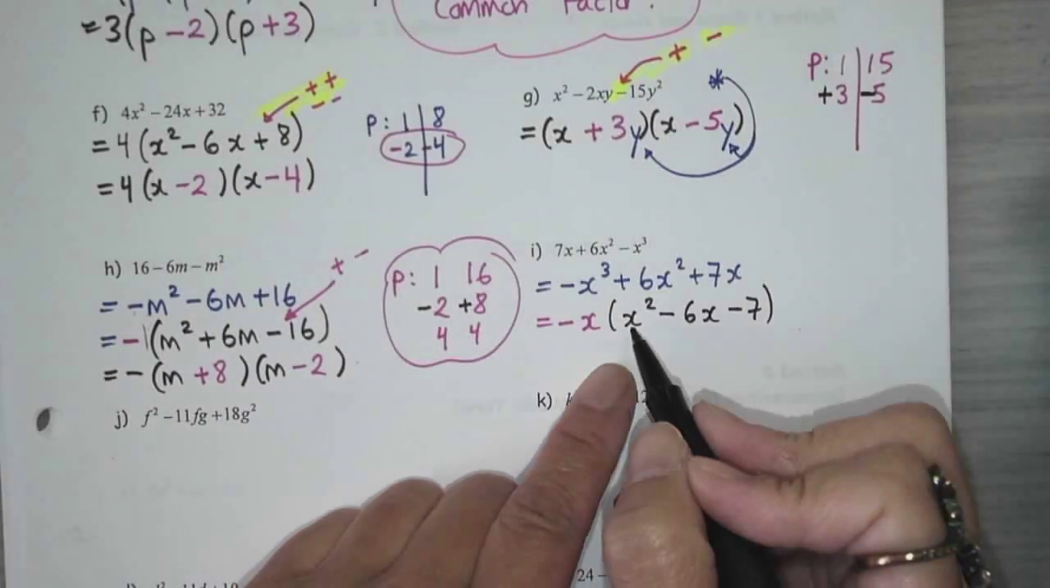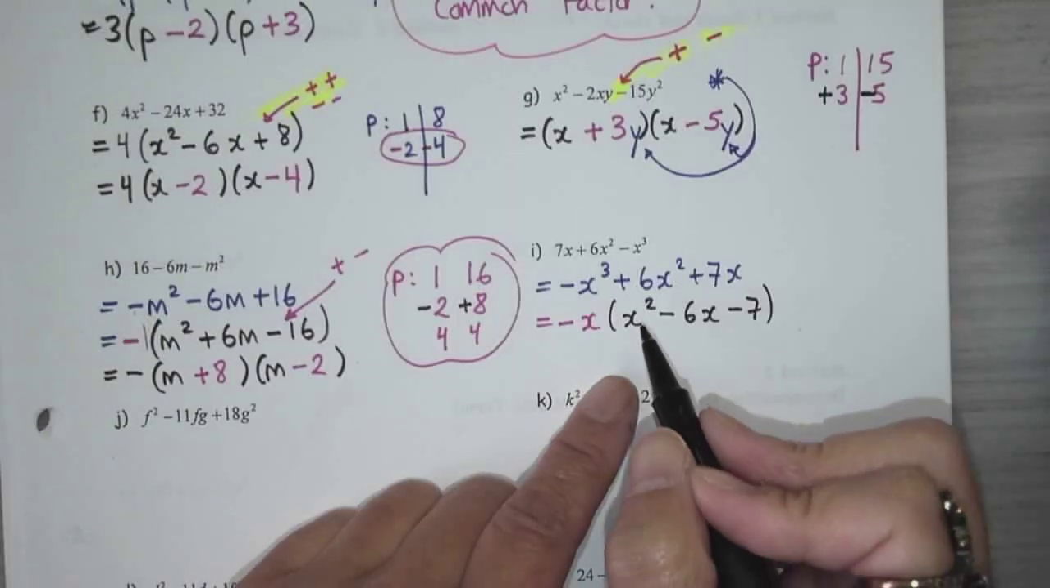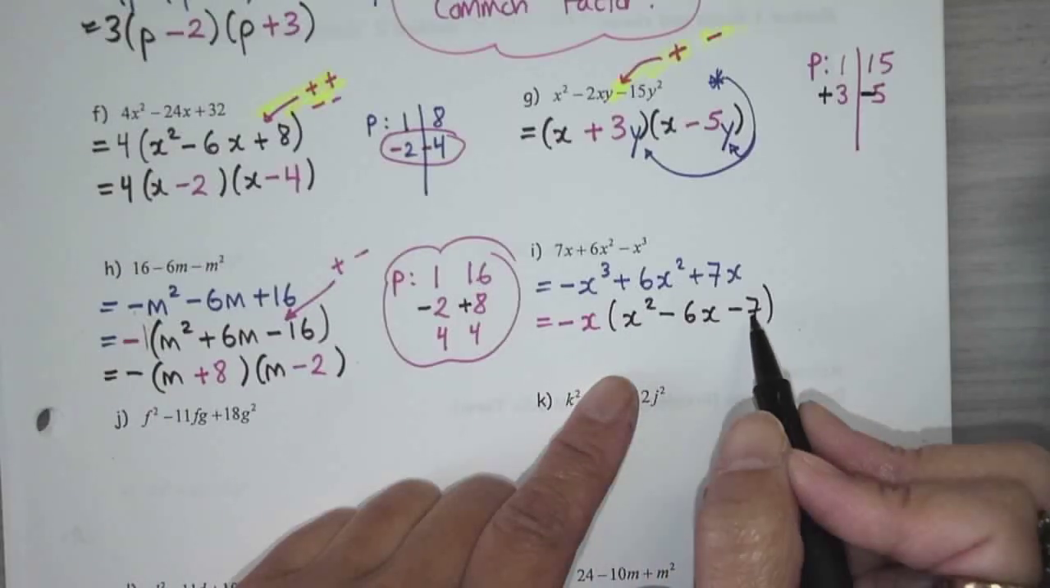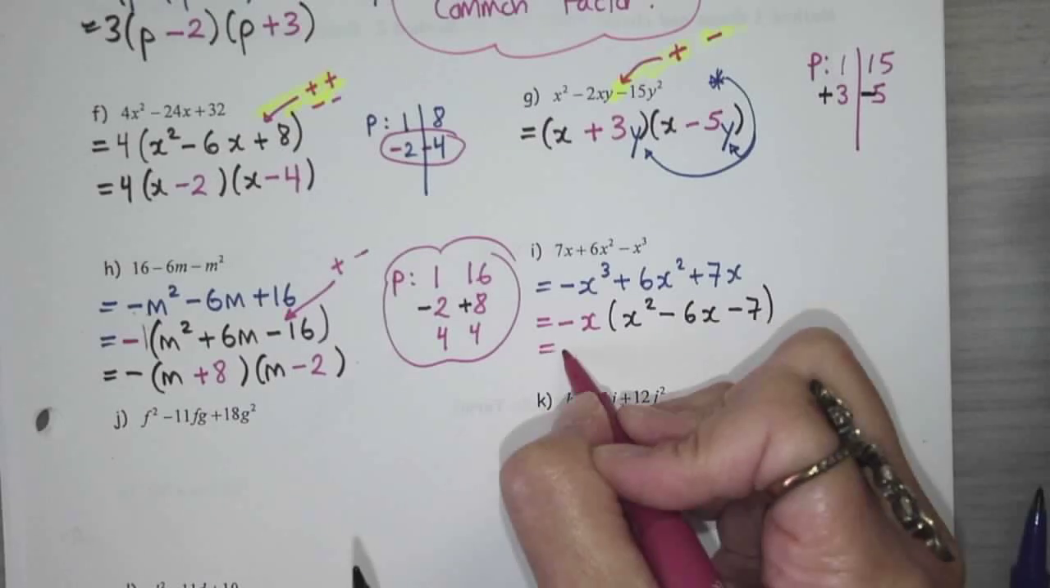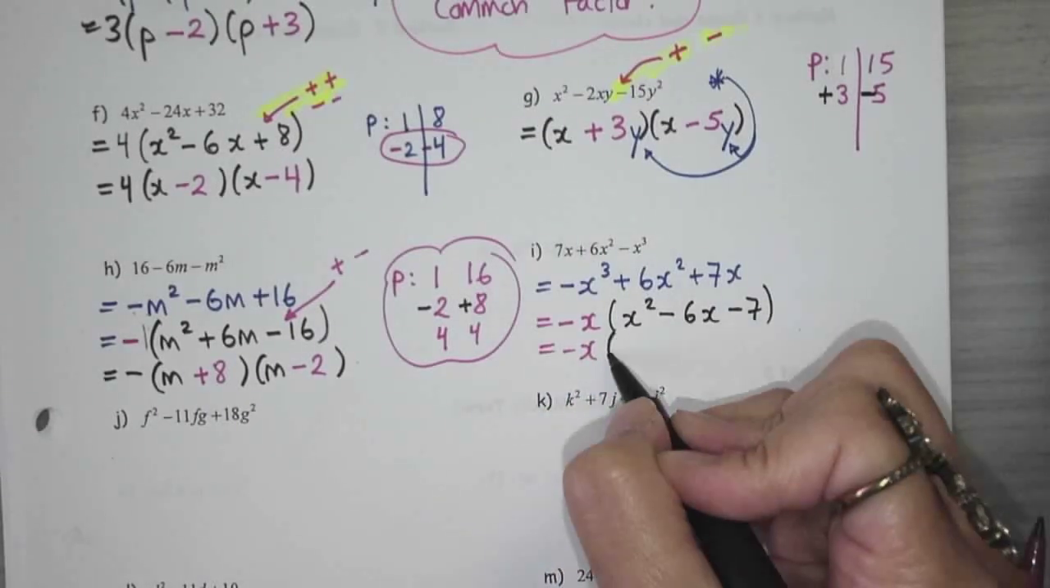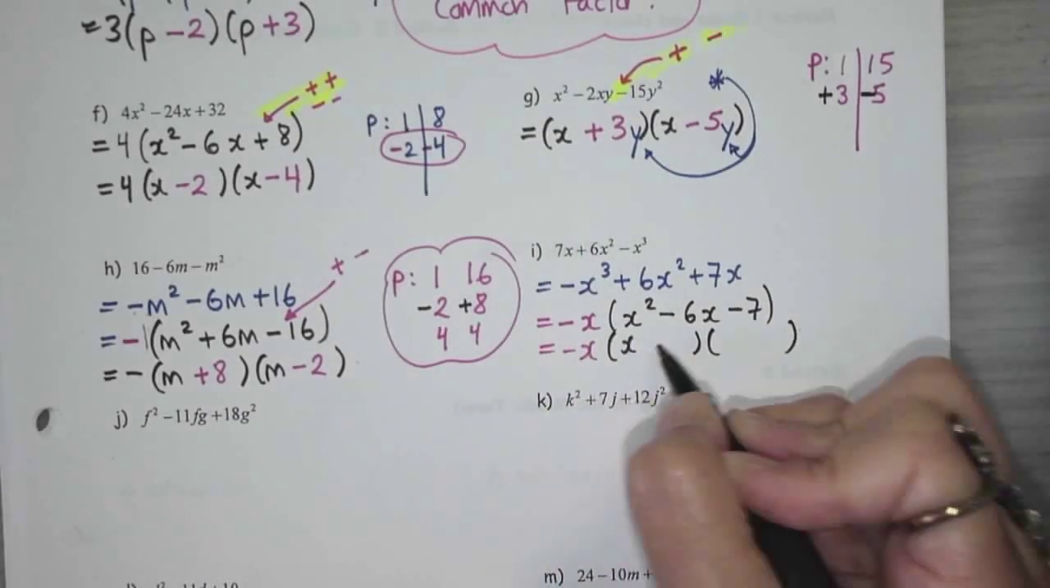When you get that, you go, oh, it's my simple type 1 trinomial, x squared and a number. I'm going to write down the negative x here. And then look, this will just be 2 brackets with x in it.